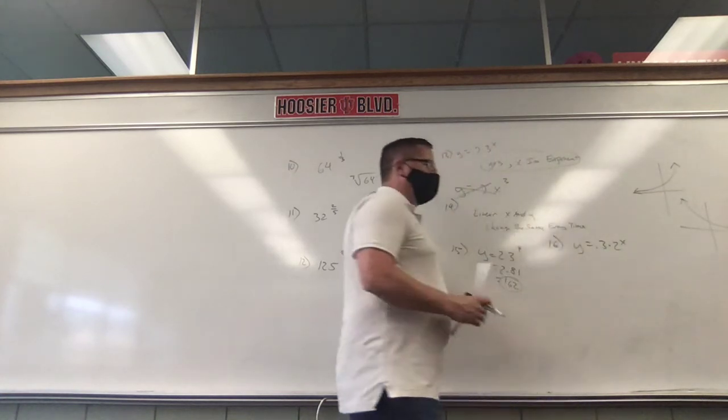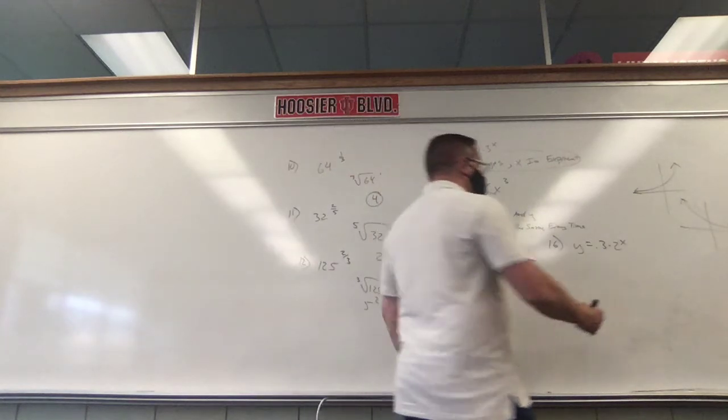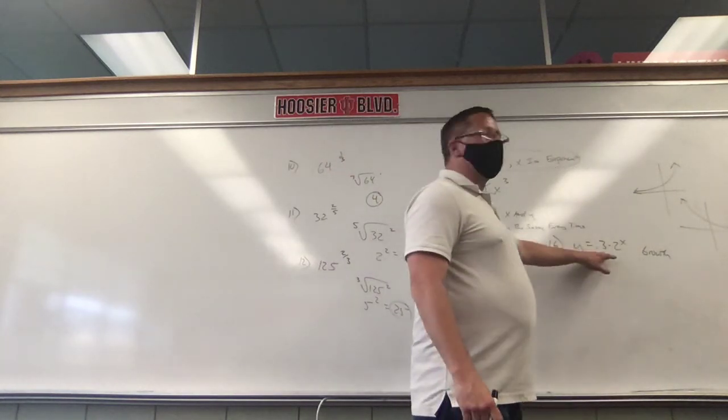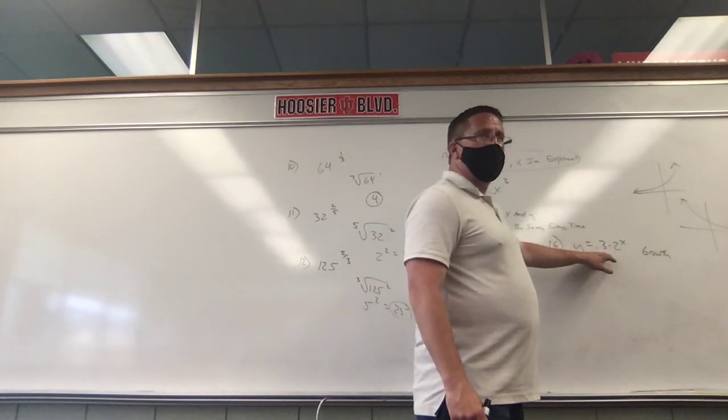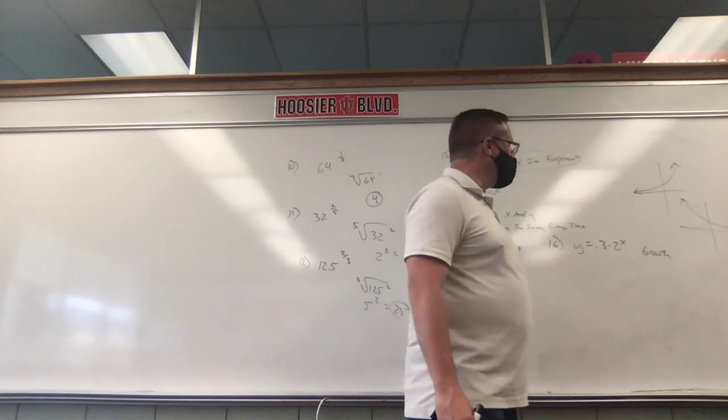Because 2 is bigger than 1. So growth or decay? It's growth. Now be careful here. Some students say, well, 0.3 is smaller than 1. It is, but you look at the wrong number. You got to look at the number with the exponent. Since 2 is bigger than 1, it's growth.